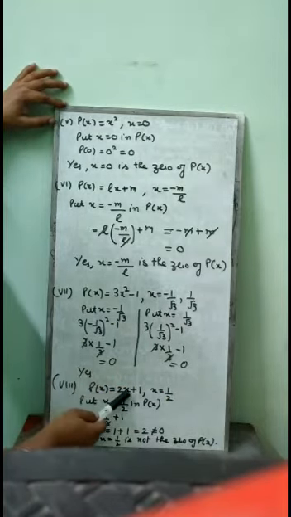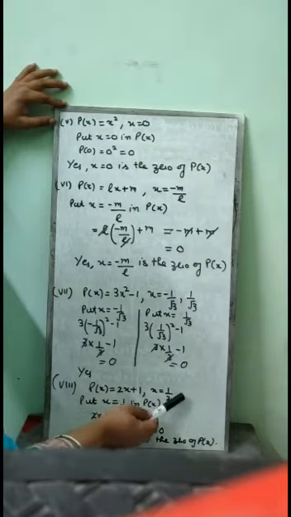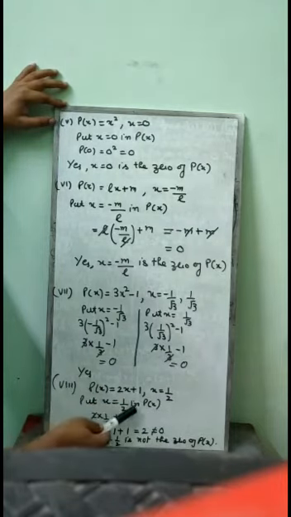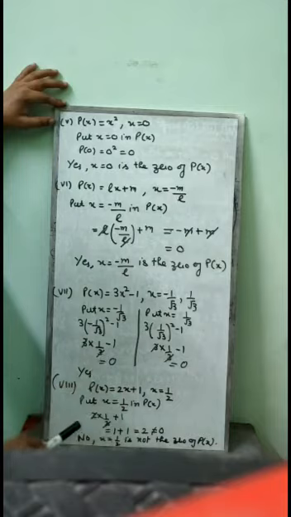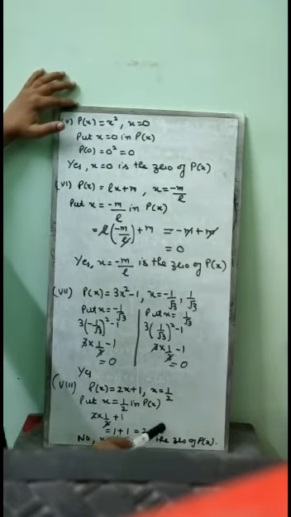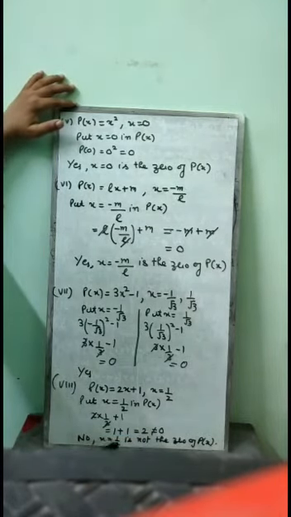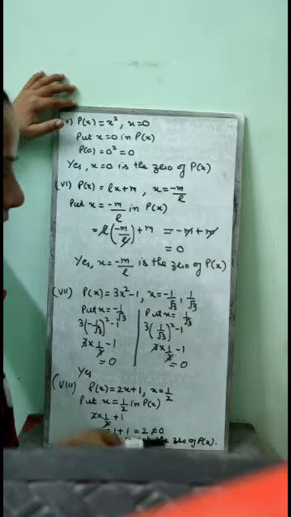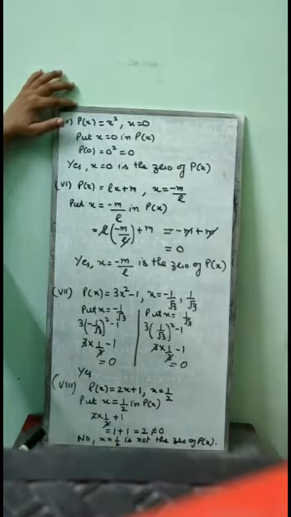Now the last part, P(x) is 2x plus 1, value of x is 1 by 2. Put x is equal to 1 by 2 in P(x). 2 into 1 by 2 plus 1. 2 and 2 are cancelled. Your answer is 1 plus 1, 2, which is not equal to 0. No, x is equal to 1 by 2 is not the 0 of P(x). When you get a non-zero answer, you will write no.